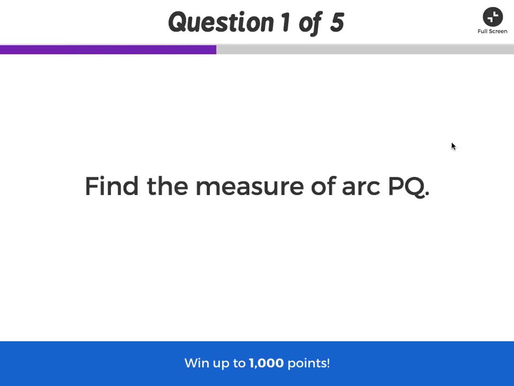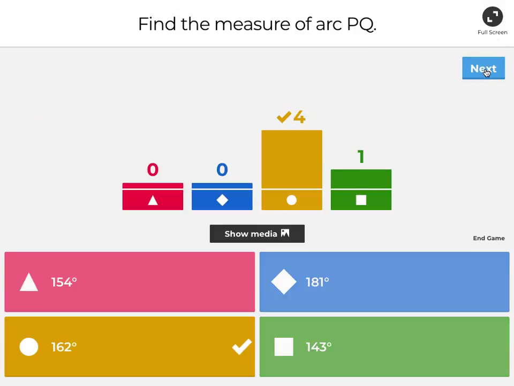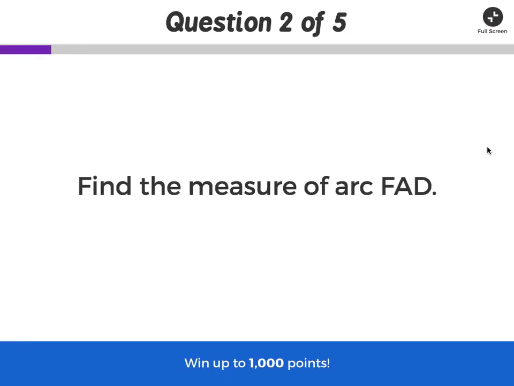Find the measure of arc PQ. Okay, so PQ is this. It's 45%. So what do you do? 360 times 0.45 is 162.